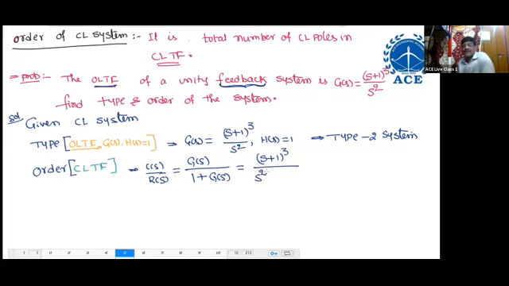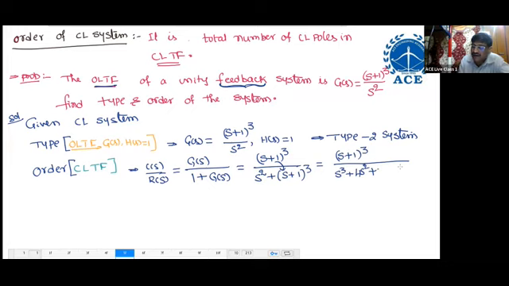Simply, how to find the closed loop transfer function: just add the numerator term in the denominator. It will become the closed loop transfer function. How it comes will be explained in the next problem. So S plus 1 whole cube divided by S square plus S plus 1 whole cube. Expand this: S cube plus 3S square plus 3S plus 1, and adding S square, that means 4S square plus 3S plus 1.